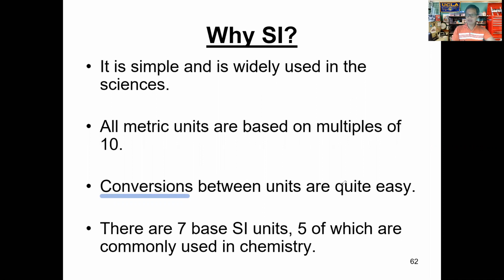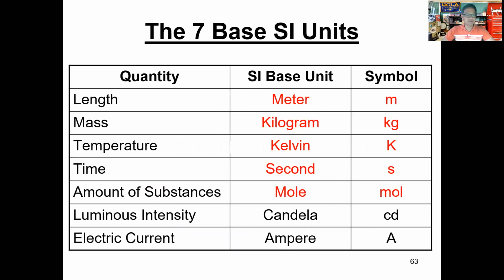Okay, all right. So that's why we choose the metric system, and that's why the SI, the System International, is based upon this metric system. So there are basically 7 base units in the SI system. Of the 7, the ones highlighted in red here are the ones that we will use in chemistry. The luminous intensity and the electric current, you'll use in physics when you move on. But these are the base SI units that we'll use. So let's take a look at each one of these in turn.